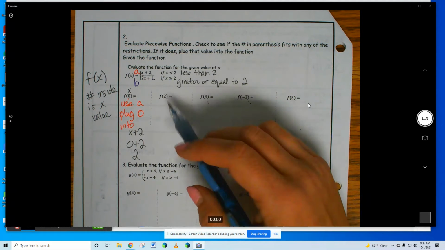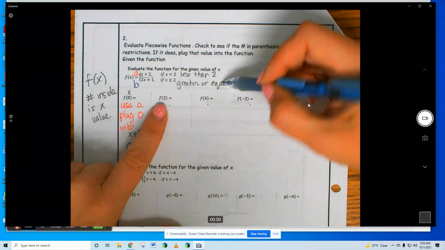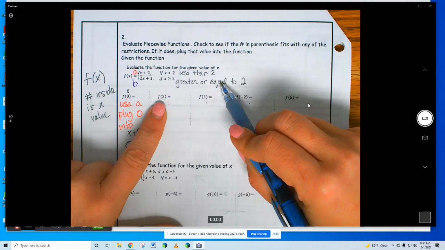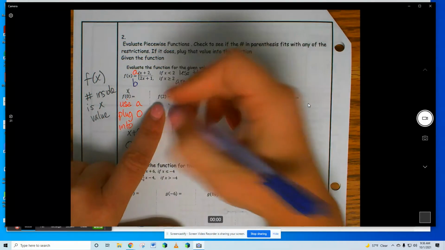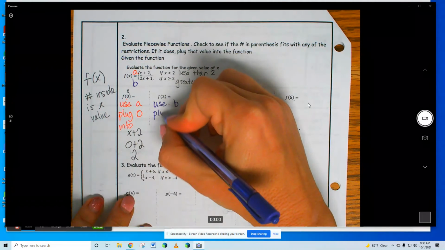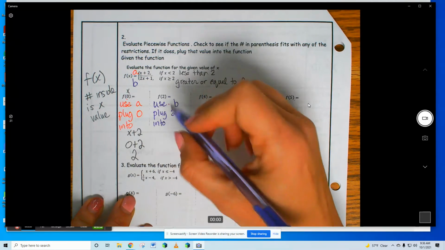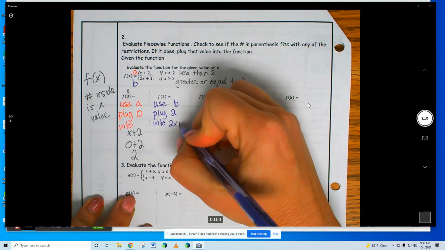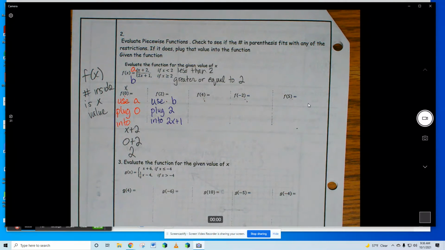F of 2. Is 2 less than 2 or greater than or equal to 2? Greater than or equal to. So I'm going to use B. Plug 2 into 2x plus 1. So I have to look and first decide, does my number in parentheses fit with the top equation or the bottom equation? And then I plug it in.